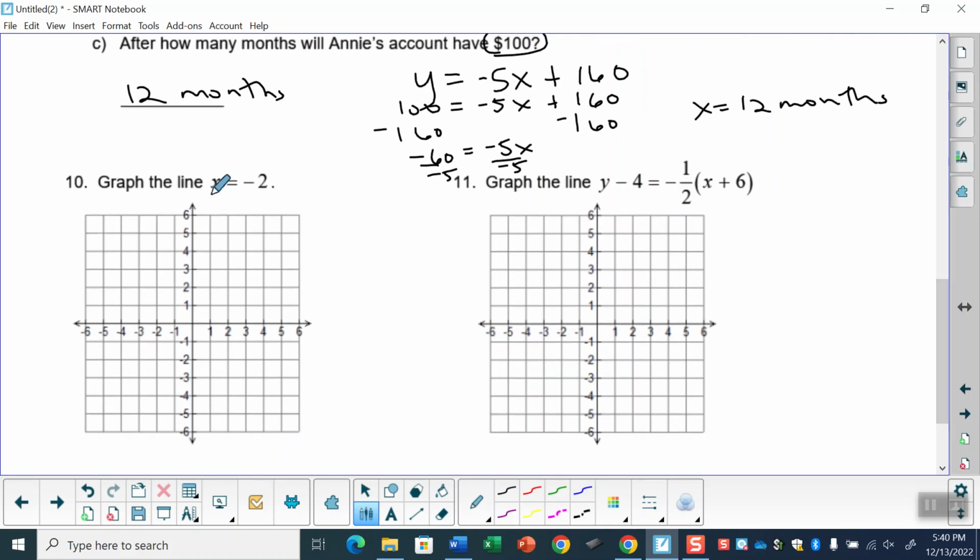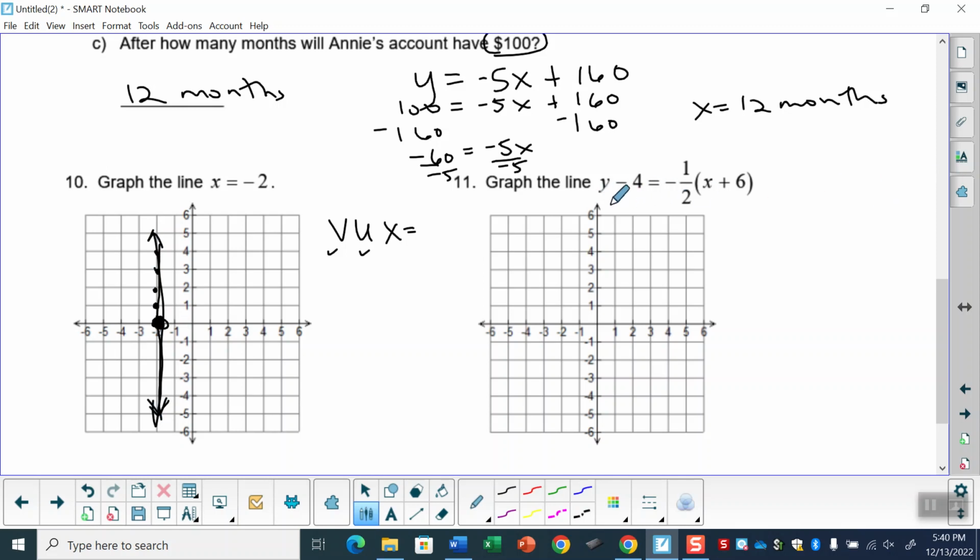Now I have the line x equals -2. Remember VUX? So when I have x equals something, that's going to be a vertical line with an undefined slope. And so x is -2, so that's my x-intercept. All the points here are going to be x equals -2. So it's going to be this vertical line. Pretend that goes through that point. That goes through x equals when x is -2.